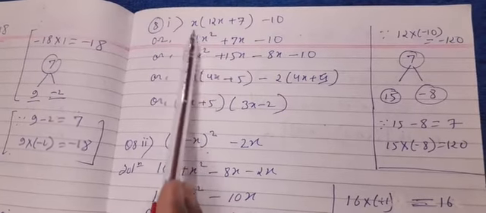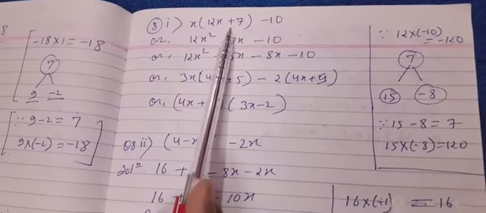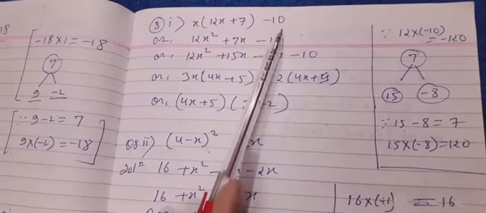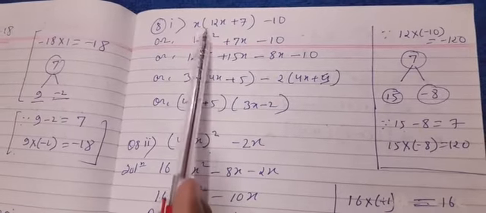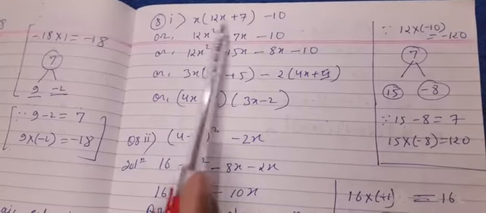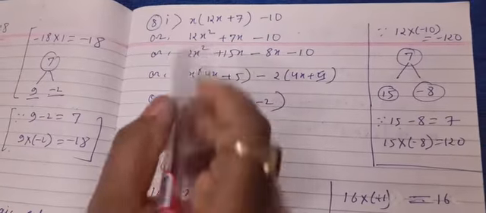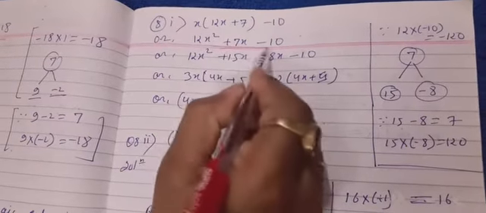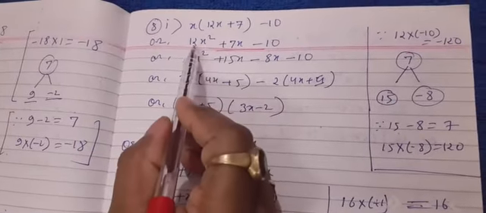8 first. The question was given in this form: x into (12x plus 7) minus 10. First of all we will change it into a trinomial. So what I did, I just opened the bracket: x into 12x is 12x square, x into 7 is 7x, minus 10. Now we can see that we are having an algebraic expression, that is a quadratic equation or trinomial, and we knew the rule.